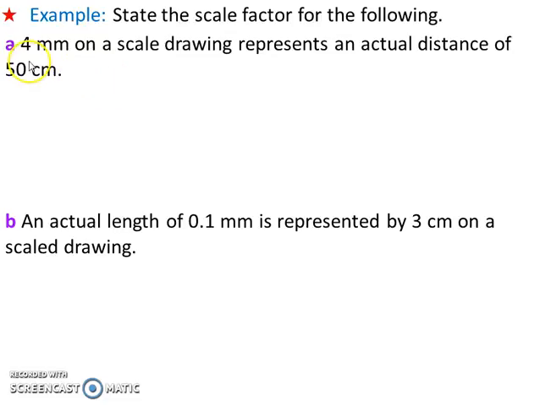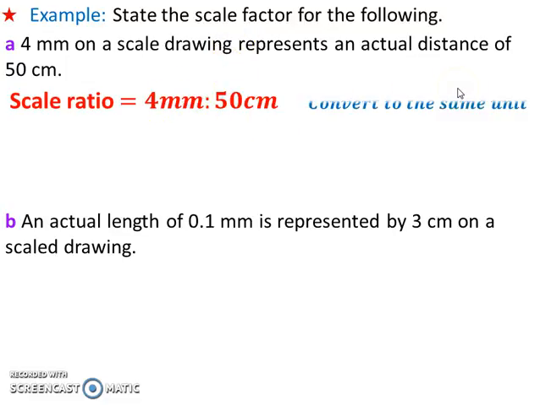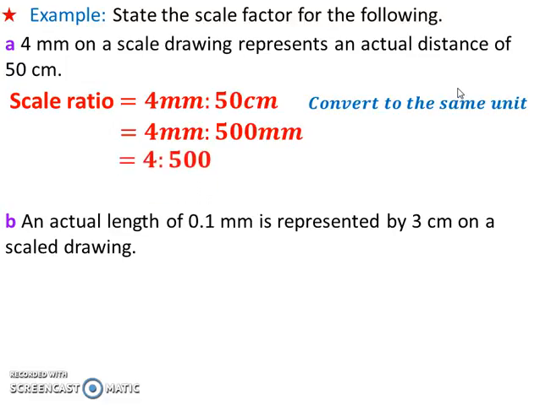What's the scale factor when you've got 4 millimetres on the scale drawing, representing an actual distance of 50 centimetres? You set up your ratio, and remember to make them into the same units. So 50 centimetres, times 10 to get millimetres. Once you've got the same units, you don't need to write the units in, and then we can simplify by dividing both sides by 4, and you get that. So the scale factor is 125. Once you've got that 1 in front, you've got the scale factor as your second number.